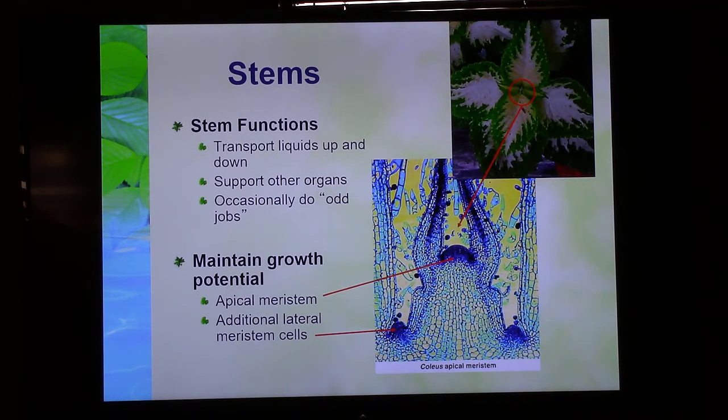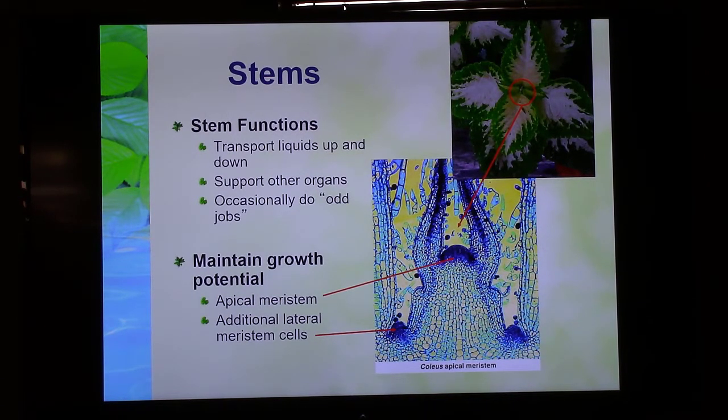Okay, stems. Stem functions: transport liquids up and down. Can you tell me what's the tissue that goes up? What's the tissue that goes down? Xylem up, phloem down. They also support the other organs, and they occasionally do a few other things.